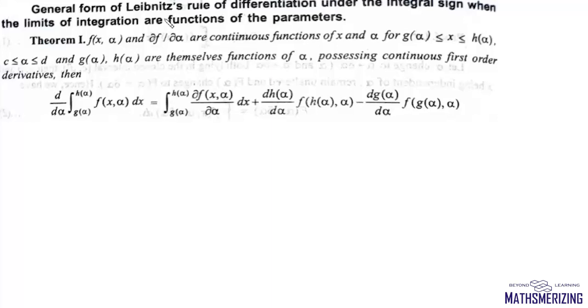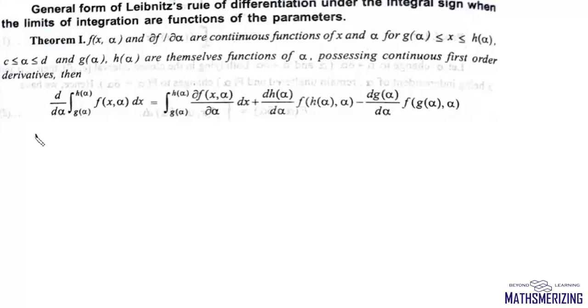Today we'll discuss Leibniz rule of differentiation under the integral sign when the limits of integration are functions of the parameter. Sometimes we also call this formula the Newton-Leibniz integral formula. Given here is the general form of the formula. First I'll write two simple forms and then we'll come to this general form, and we'll also prove this general formula.